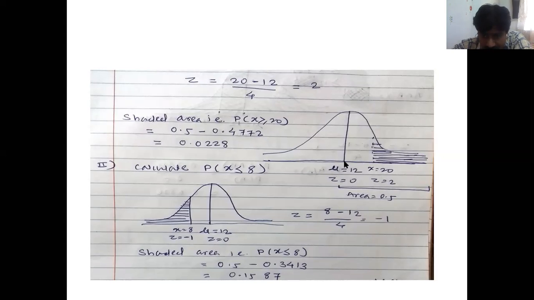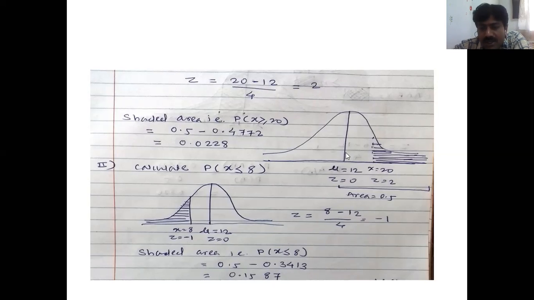Now, to calculate this particular area, if you observe, from the center to plus infinity, the total area is what? 0.5, right? From the center to plus infinity, the area is 0.5. So I write 0.5 minus 0.4772. Now this 0.4772 is the area value which comes from x equal to mu, that is 12, to x equal to 20.